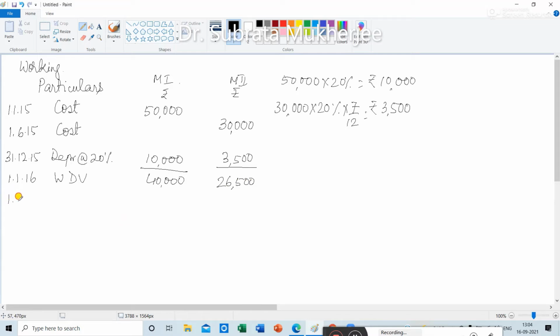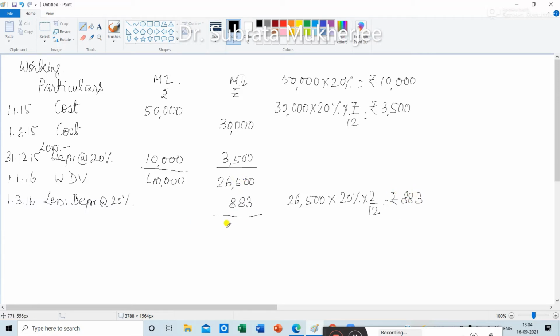Now on 1st March 2016, M2 was sold. So you need to charge depreciation for 2 months. Here I am writing less depreciation at the rate of 20% for 2 months, which will be 883. How did I arrive at this figure? 26,500, which is the written down value, into 20% into 2 by 12. So this will be rupees 883.